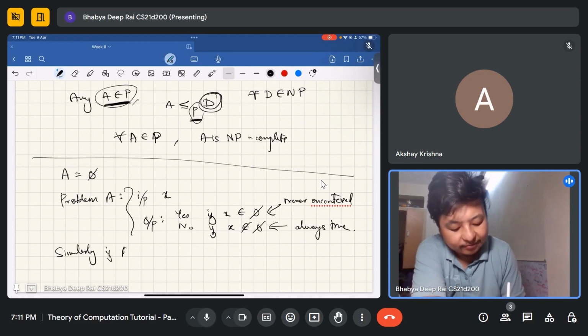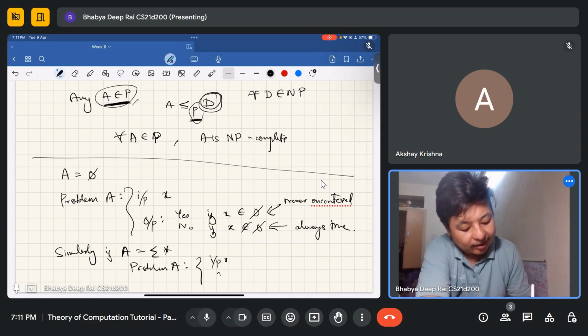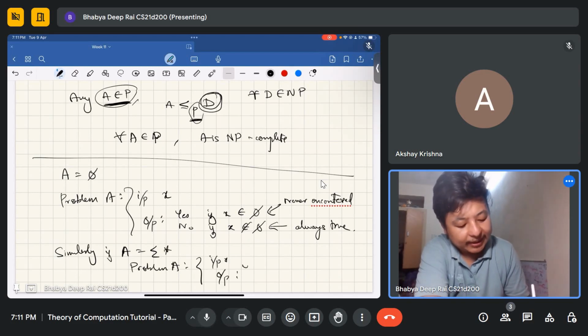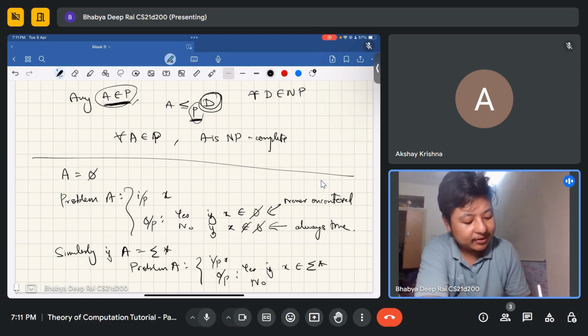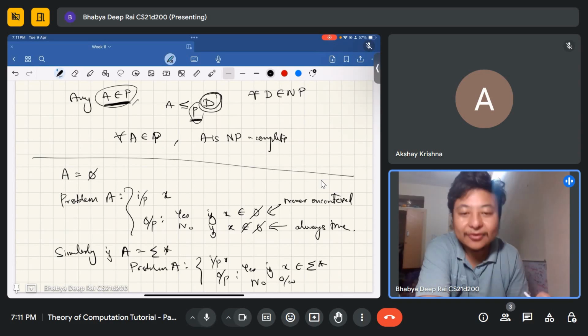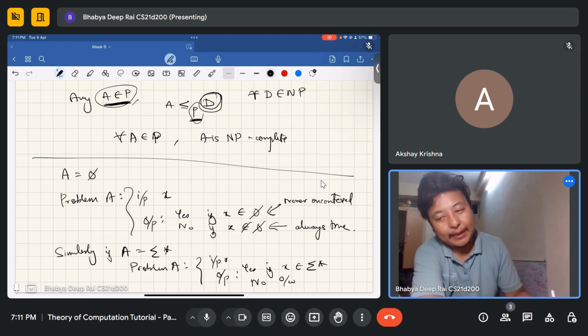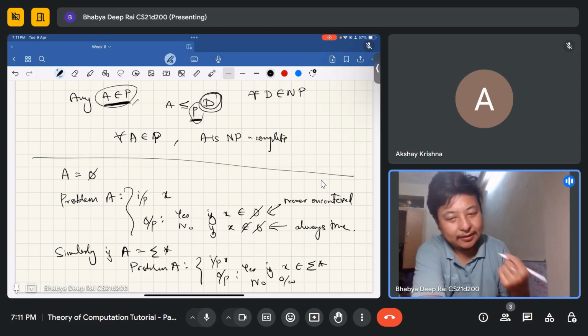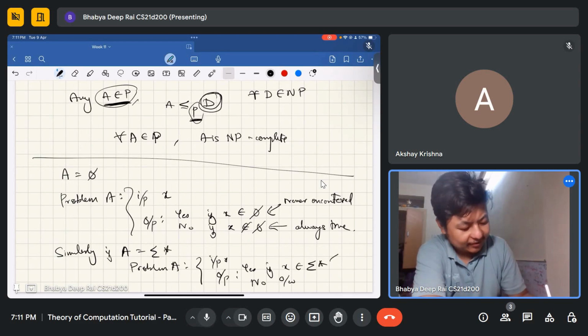If A is sigma star, then what is the problem? The problem A can be stated as: given an input x, output yes if x is in A, that is sigma star, and no otherwise. Well, any string you give me will always be in sigma star. Any string is an element of sigma star. So this is always true.